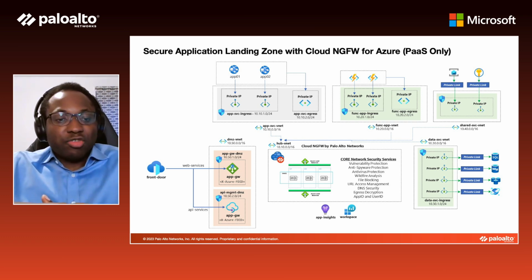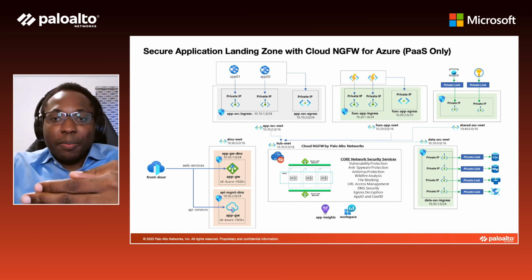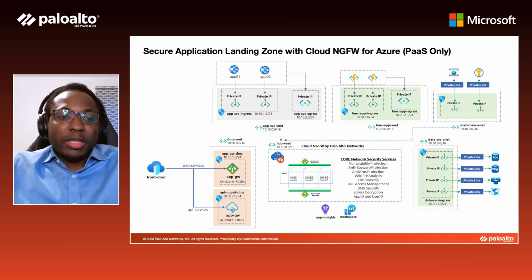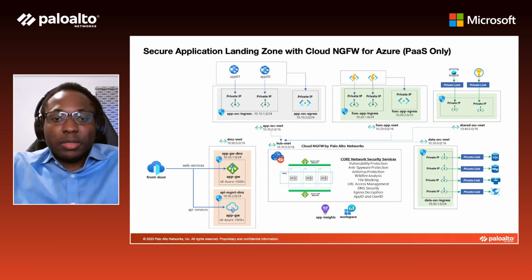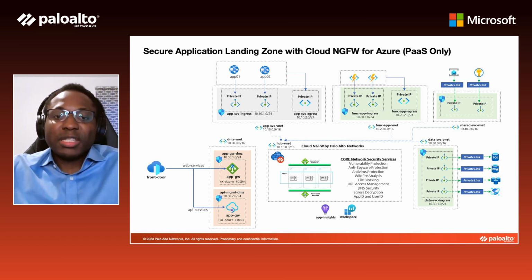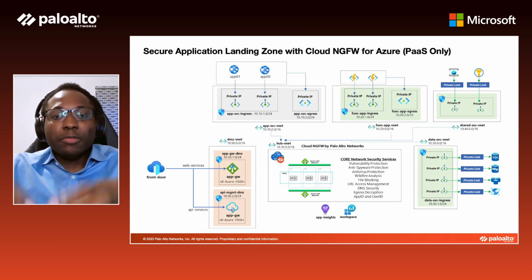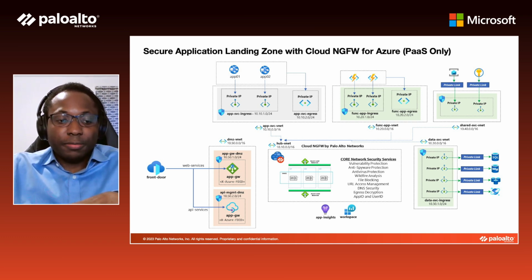And here is another interesting scenario where you have a secure application landing zone architecture with Cloud Next Generation Firewall for Azure, securing a platform as a service only deployment. So in this particular deployment, the customer is not deploying any virtual machines. There are no infrastructure services. All you have are platform services like Azure App Service, Azure Functions, Azure Key Vault, Service Bus, MySQL database or Azure SQL database. And still, even in this deployment, the Cloud Next Generation Firewall resource, being a platform resource itself, fits right into that to provide that native security implementation.